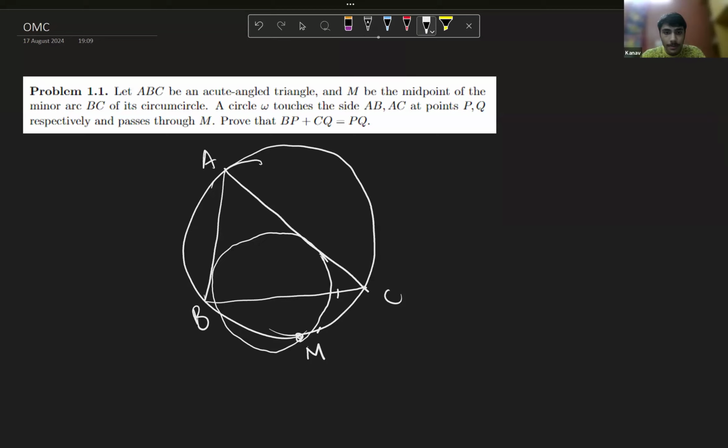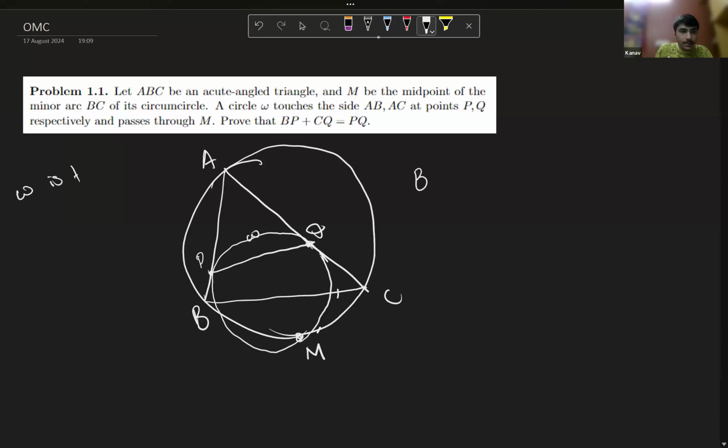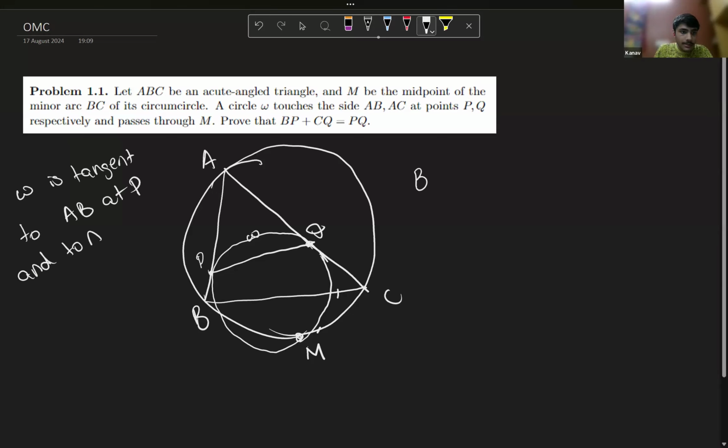Circle omega touches AB and AC at points P and Q. Touches means it's tangent. So the circle omega, I'll just write it here. Omega is tangent to AB at P and to AC at Q. So omega is tangent to both of the sides AB and AC at P and Q. And we want to show that the length of BP plus the length of segment CQ is equal to the length of segment PQ.